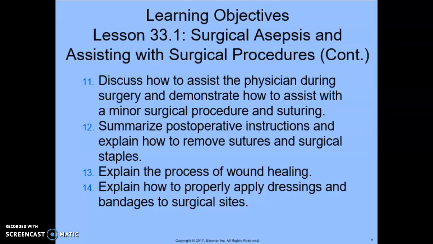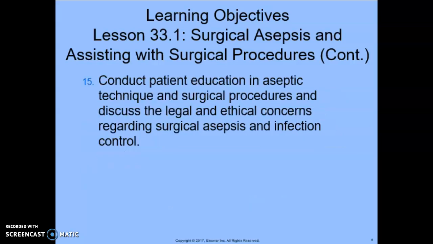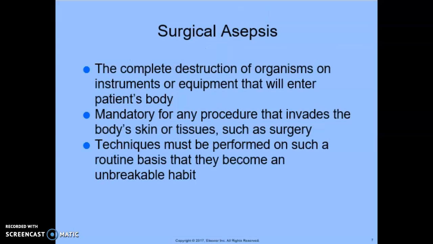Summarize post-operative instructions and explain how to remove sutures and surgical staples. Explain the process of wound healing and explain how to properly apply dressings and bandages to the surgical sites. And finally, conduct patient education in aseptic technique and surgical procedures and discuss the legal and ethical concerns regarding surgical asepsis and infection control. Let's start here with surgical asepsis.